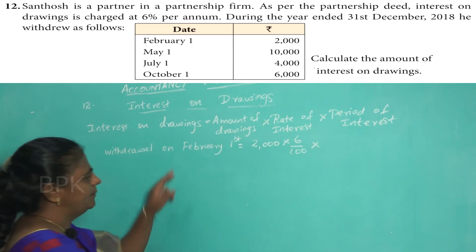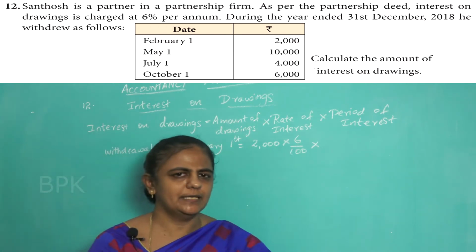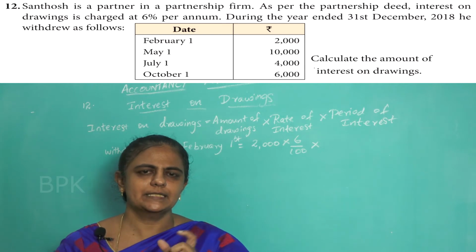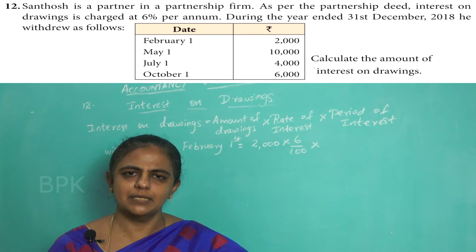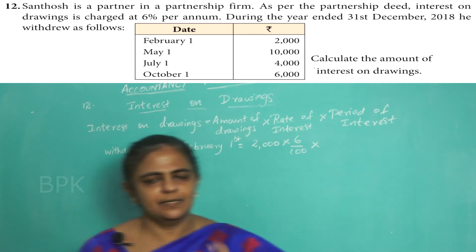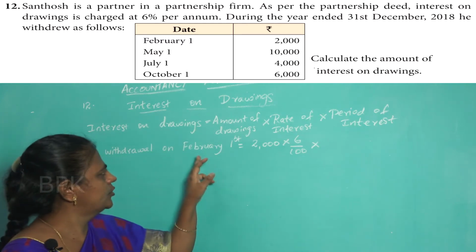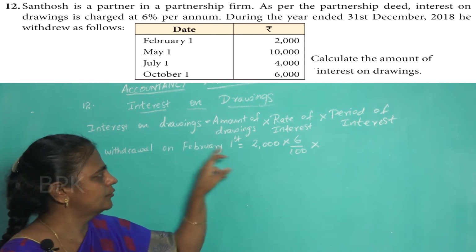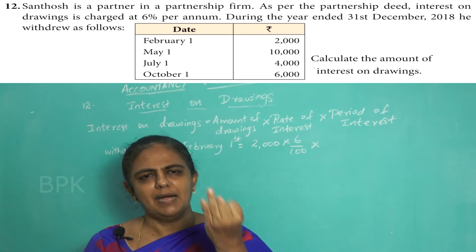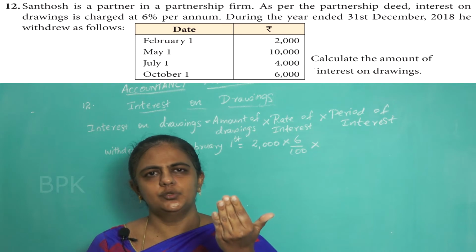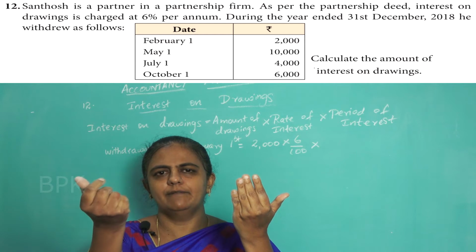Okay. Now, February 1st he is withdrawing. First thing you have to do before calculating is find the accounting period. It starts on January 1st and ends on December 31st. It's clearly given the ending date is 31st December. So he is withdrawing on February 1st, so you take February also: February, March, April, May, June, July, August, September, October, November, December.